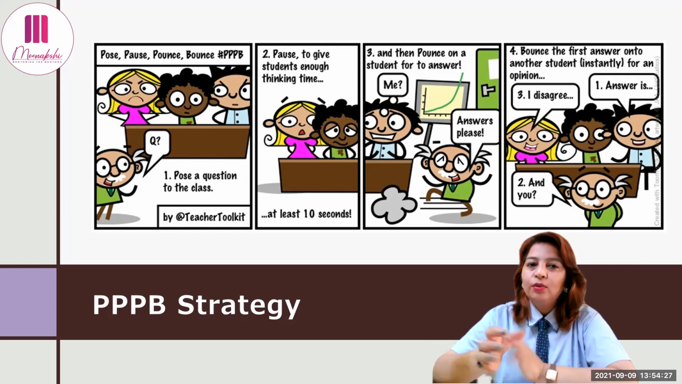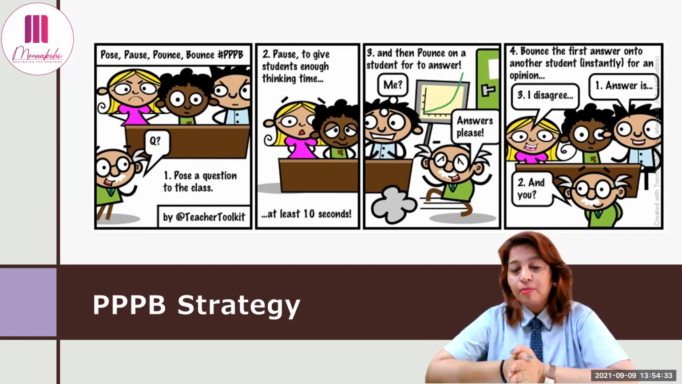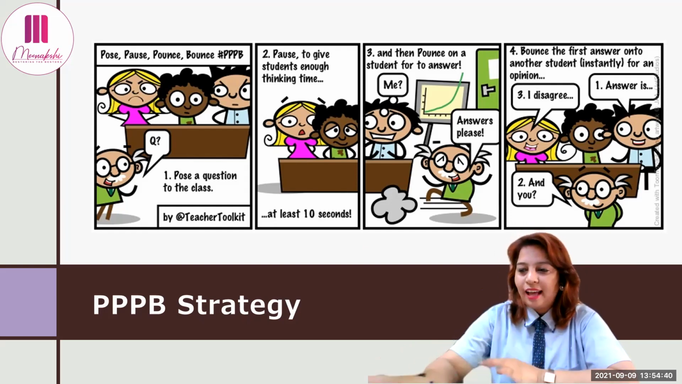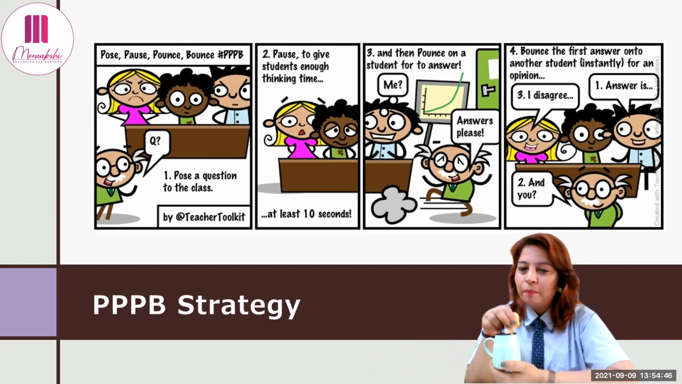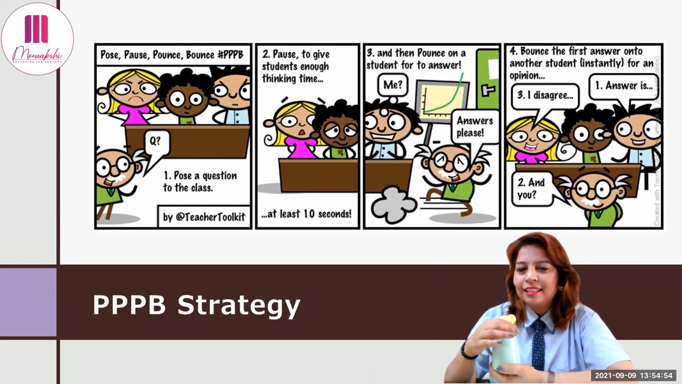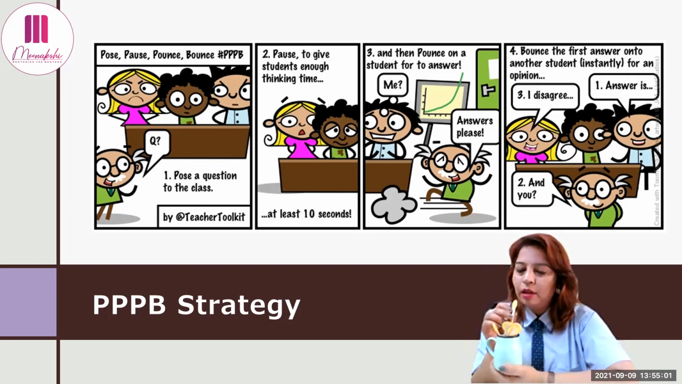And then you need to pause to give students enough thinking time, at least 10 seconds, as I discussed. And then you need to pounce on a student for the answer. For that, again, you should be ready with your students' names on popsicles or chits, however you want to call out their names. Maybe you have a list. So let us have some fun in our class too. Randomly, you may pick any one student's name from the popsicles and announce the name. This child has to answer.